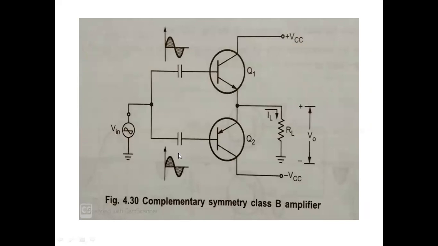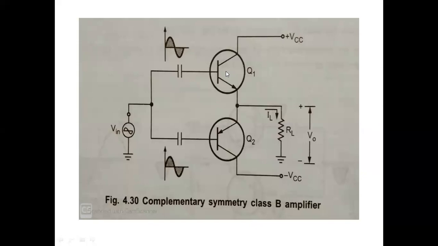This is the structure of the class B power amplifier, complementary symmetry class B. In this case, we are using two transistors, Q1 and Q2. If you observe the figure, Q1 is NPN, Q2 is PNP. One is NPN, another one is PNP. And here we are using two supplies. One supply is VCC, another one is minus VCC.